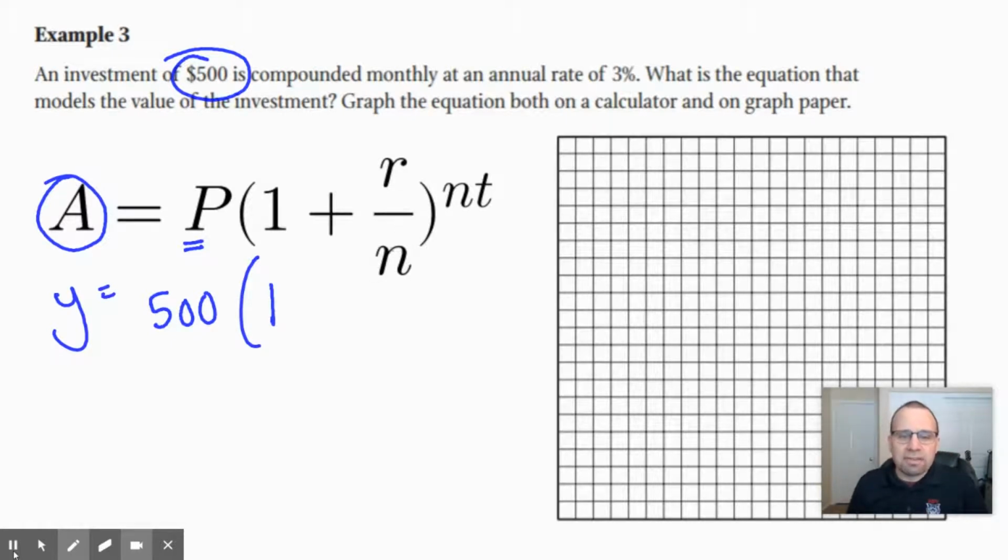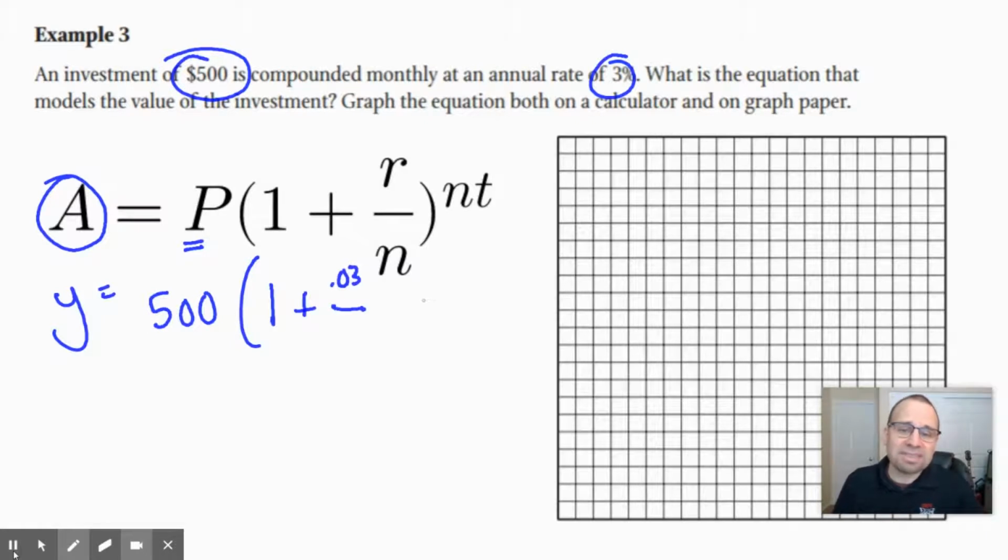Now, this is where it gets a little bit tricky. The R is pretty self-explanatory. That's going to be your 3%. So I'm going to write 0.03 right there. But N is going to stand for the time period. So if it is biannually, in other words, twice a year, 2 is going to go in there.